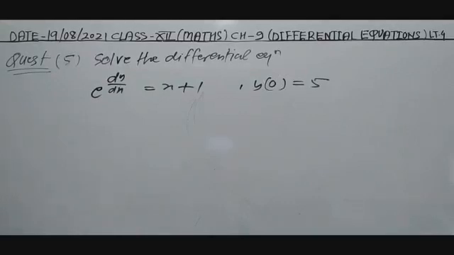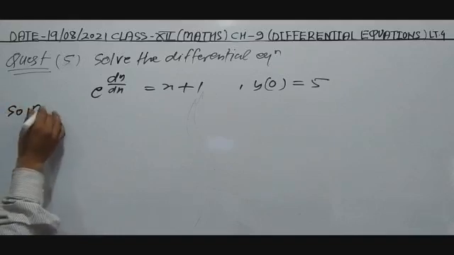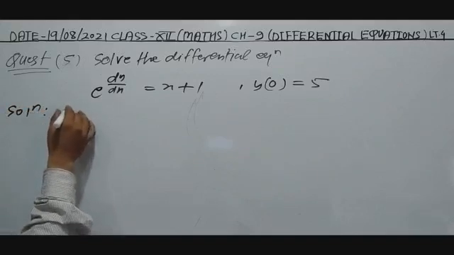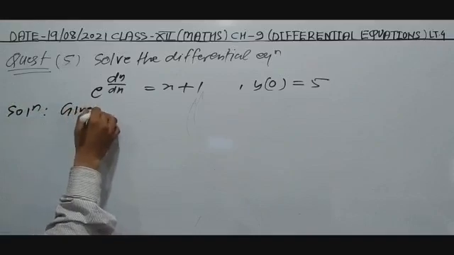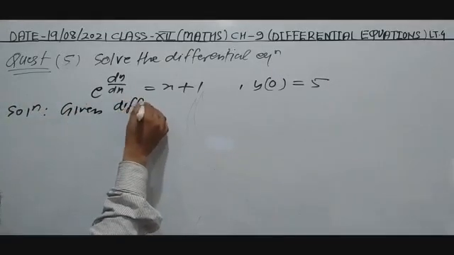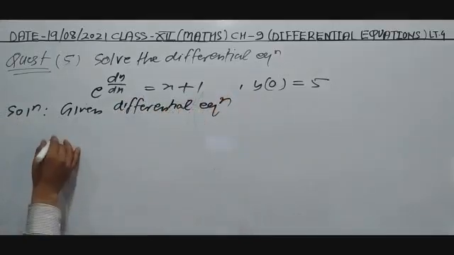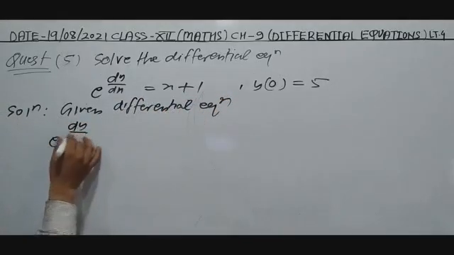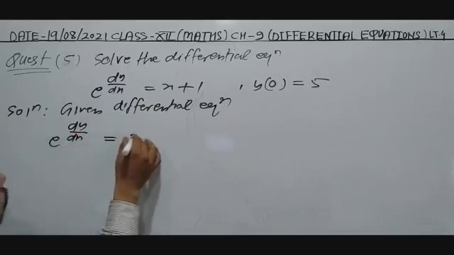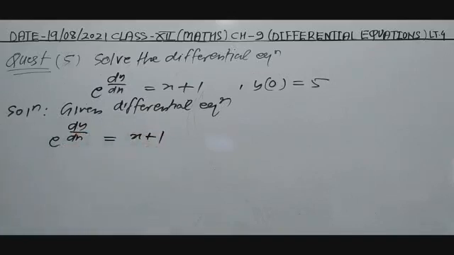Question number 5 is: solve the differential equation e to the power dy by dx is equal to x plus 1, and it is given y of 0 is equal to 5. So first of all, write the given differential equation: e to the power dy by dx is equal to x plus 1.